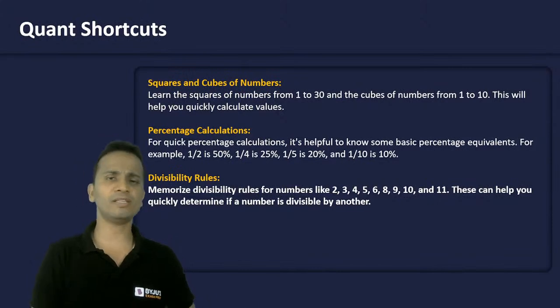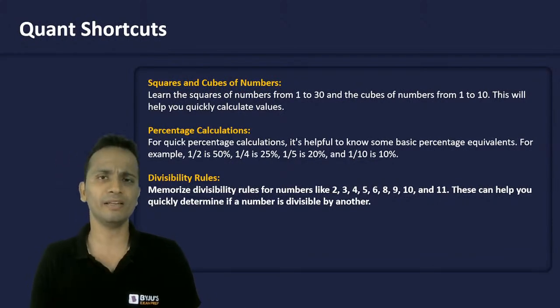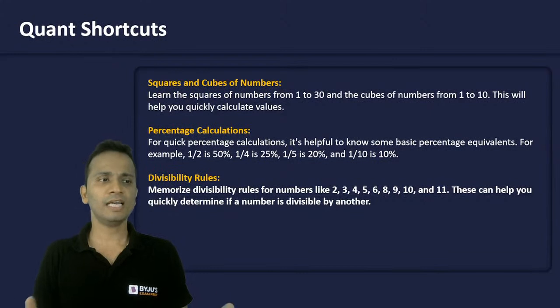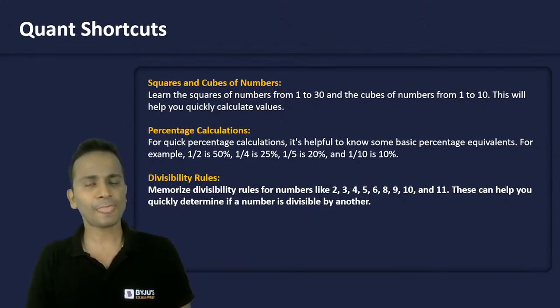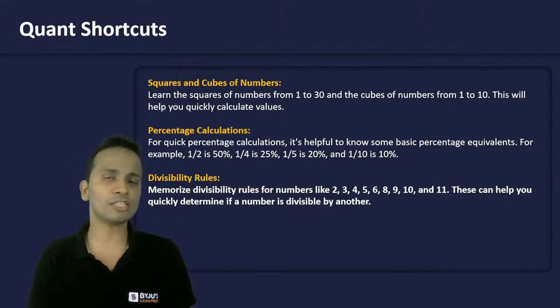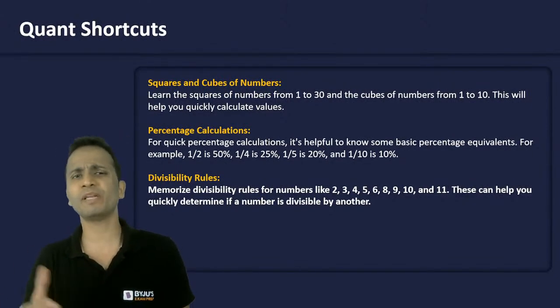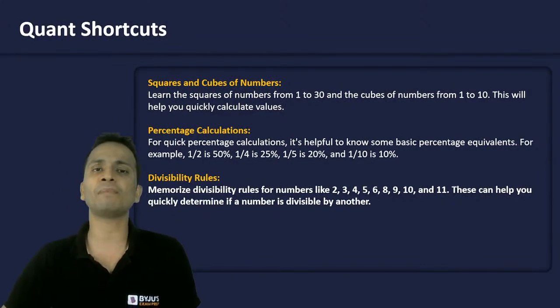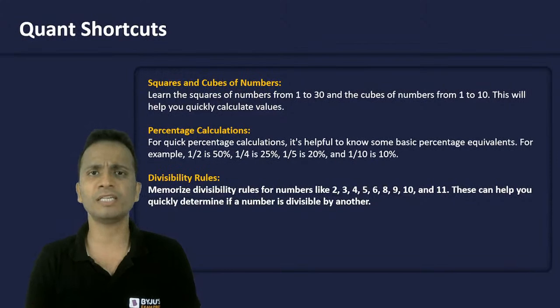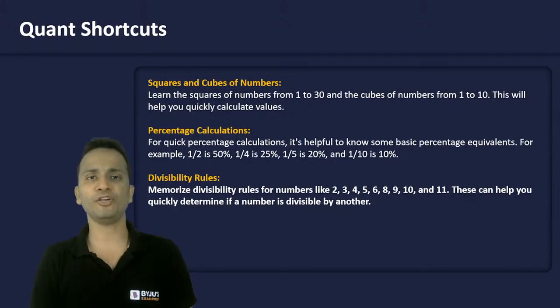So if you know that 23 square is 529, right? Then in a matter of 2 or 3 seconds, I have written this number, and obviously nobody is going to ask you directly the value of 23 square. It will be required in the questions. But if you know these squares of numbers up till 25 or up till 30, then it will save plenty of time.